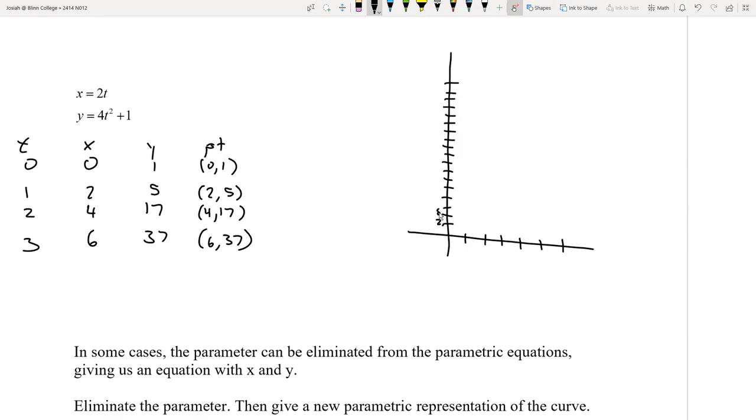The x values just go up by 2's again: 2, 4, 6, and so on. So we have the point 0, 1, 2, 5. We've got 4, 17. So 8, 10, 12, 14, 16, 17. Right about there. And then lastly, we have 6, 37.